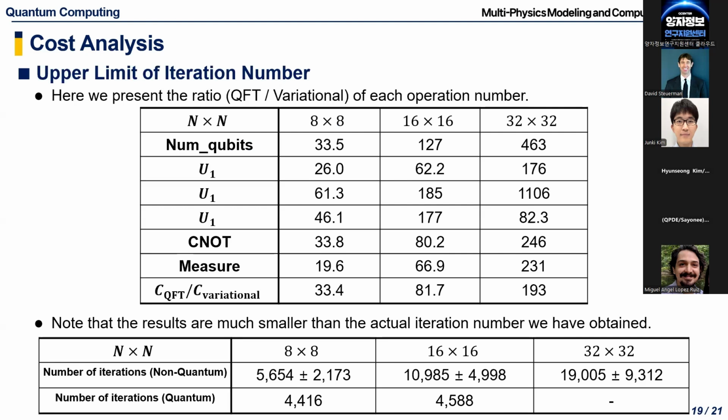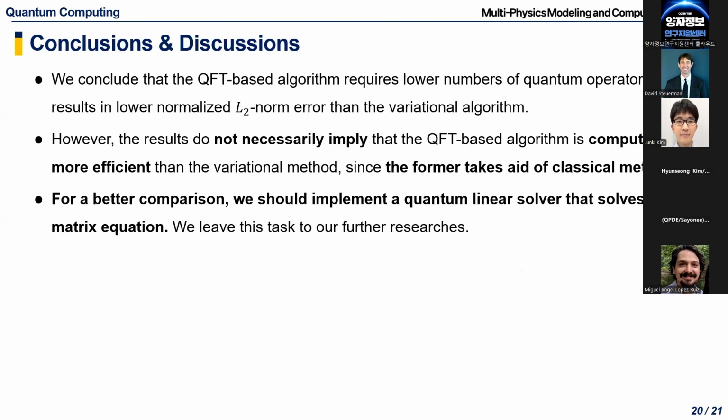So the results are displayed on the table, the ratio of each operation. And note that the ratios are much smaller than the actual number of iterations displayed below, which is the actual number of iterations conducted in either non-quantum or quantum manners. Therefore, we conclude that the QFT-based algorithm goes through fewer quantum operations than the variational algorithm.